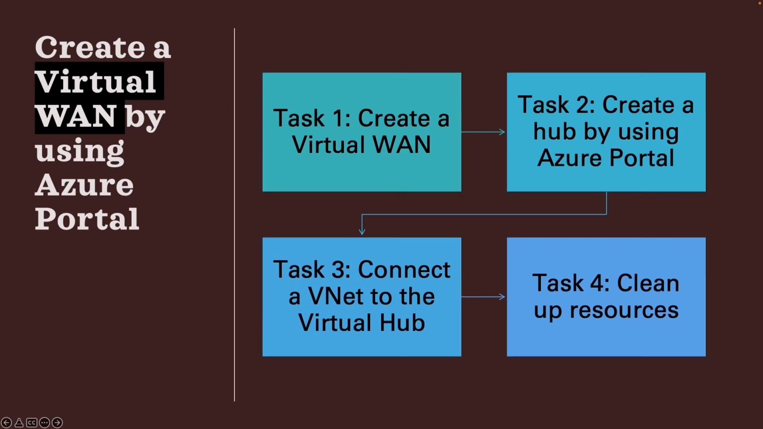Now that we have learned how to create a virtual network gateway and establish a connection, in this exercise, we are going to learn how to create a virtual WAN using Azure Portal. These are all the main tasks we are going to perform in this exercise. We're going to create a virtual WAN. We're going to create a hub by using Azure Portal, then connect a VNet to the virtual hub. And towards the end, we will clean up all the resources that we created for this exercise. So let's go and do that.